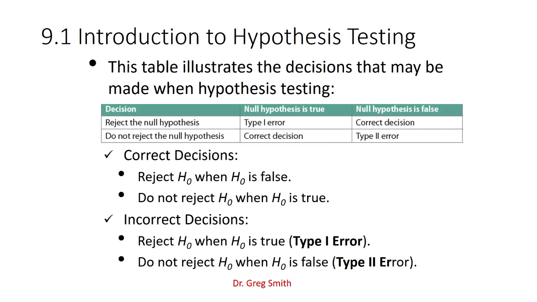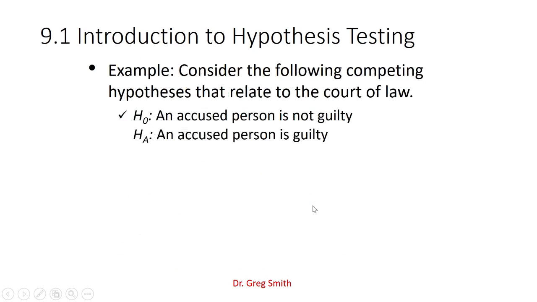The basic layout for these mistakes are: I reject the null, the null is true. That's a type 1 error. I don't reject the null when I should have. That's a type 2 error. The others are correct decisions. Pretty simple, but let's think about it from a grander picture, so one that makes a little more sense.